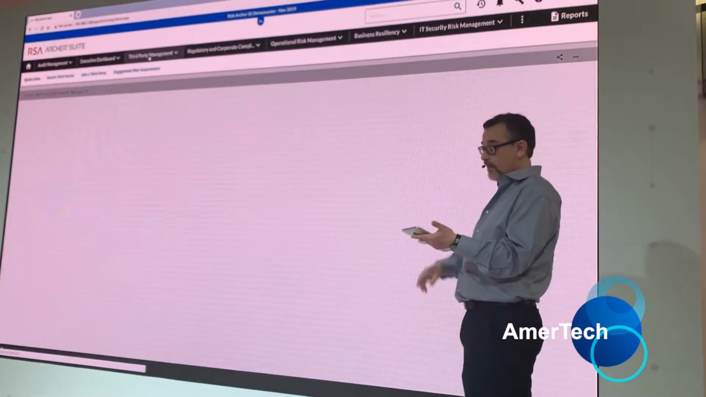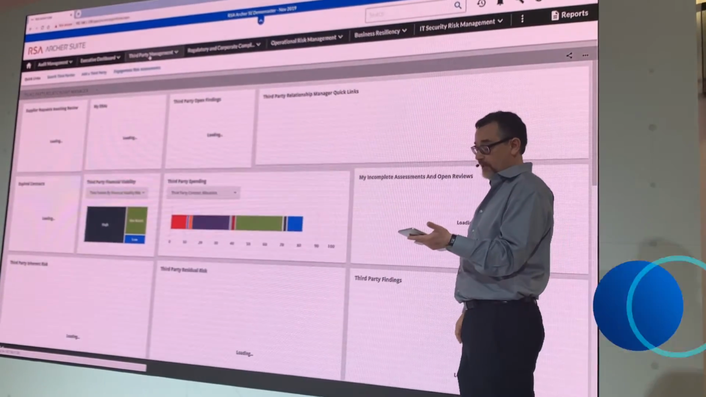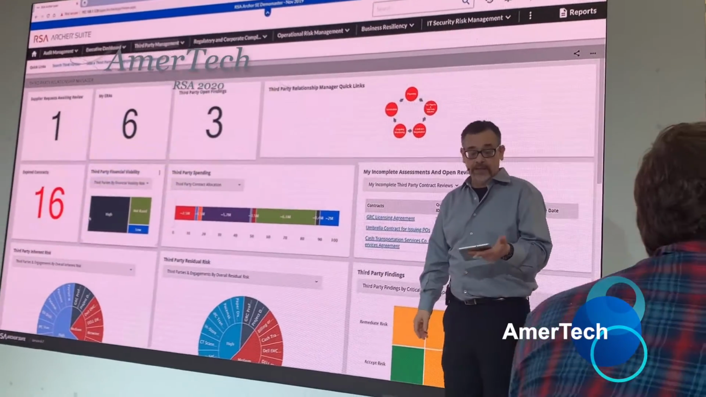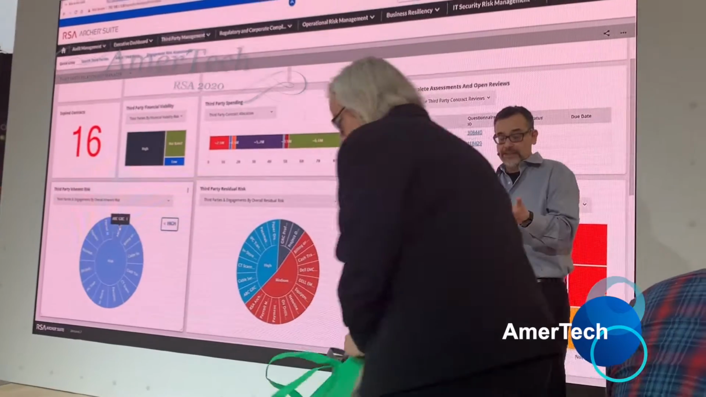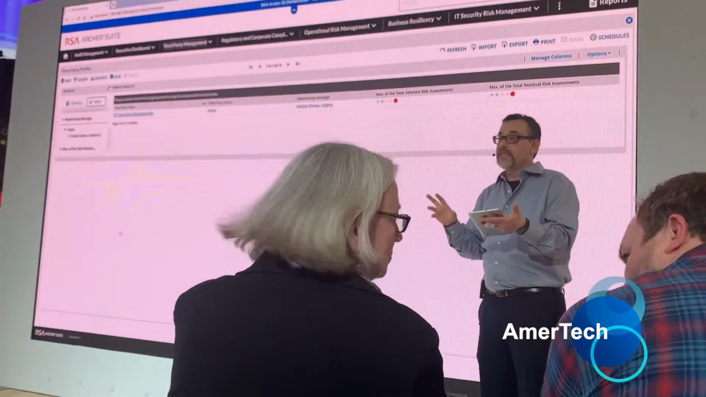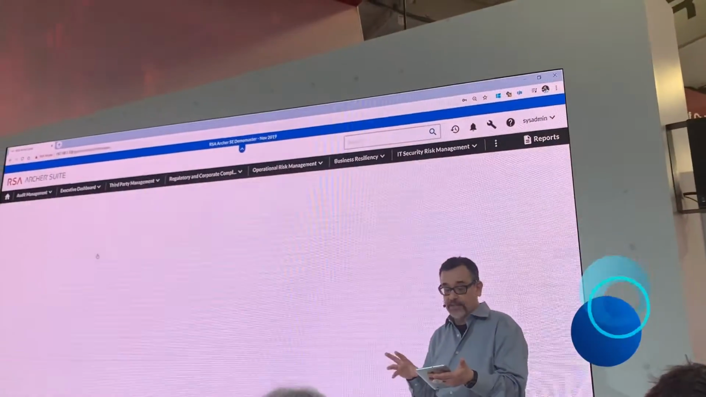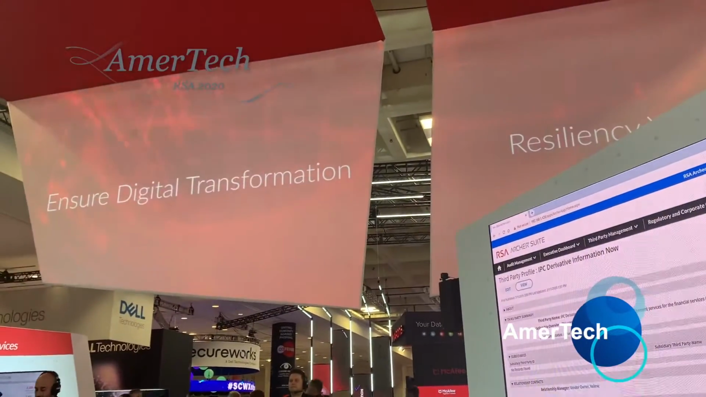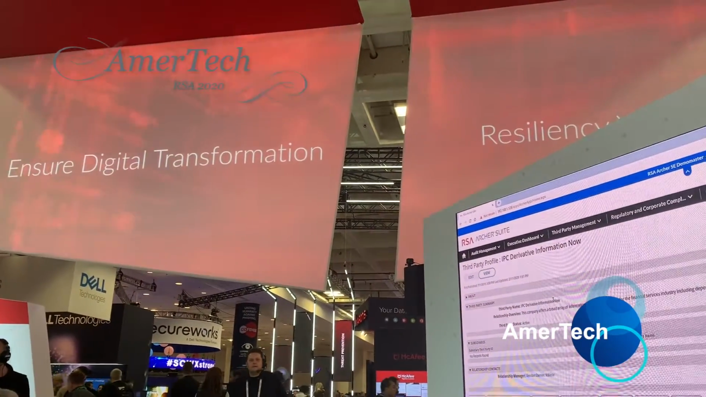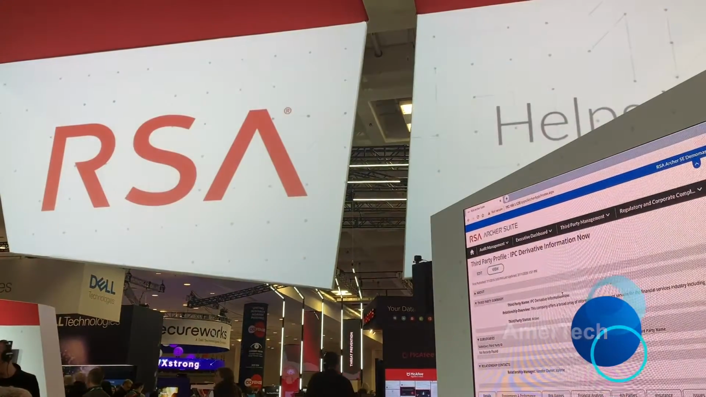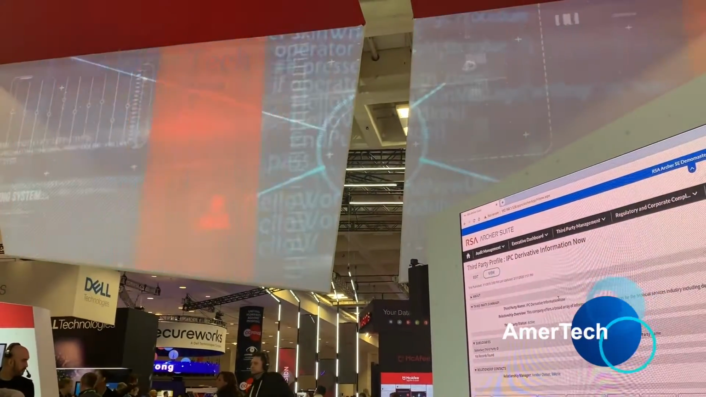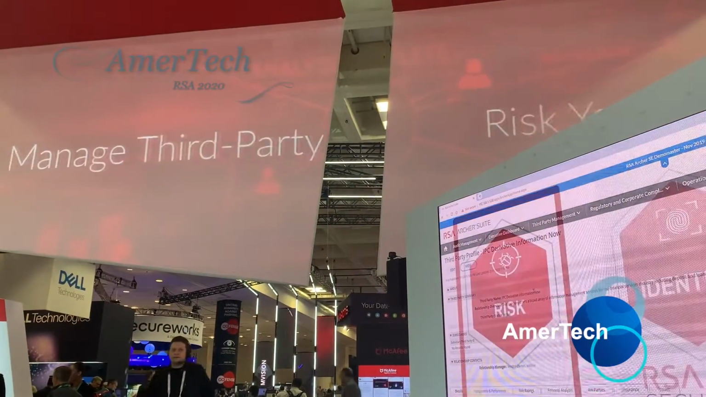Now here, we have RSA Archer's third-party management, which addresses one of the more complex areas of risk management: assessing, prioritizing, and managing the risks posed by vendors and business partners. We provide key performance metrics based on the information collected from the entire business ecosystem and combine it with risk intelligence as well as external sources.